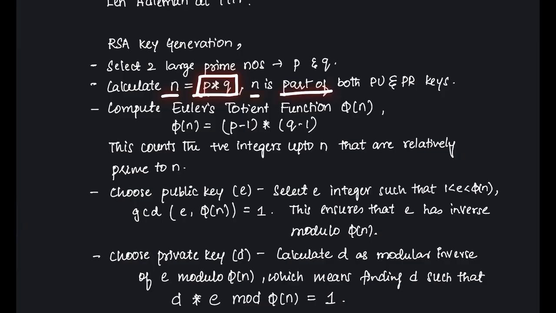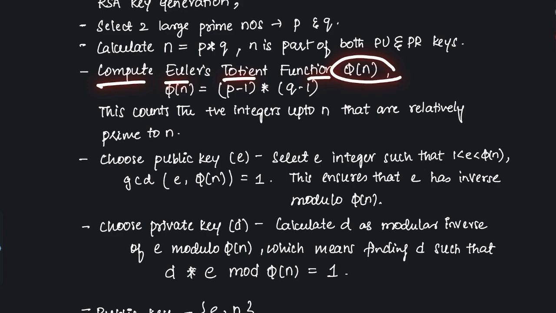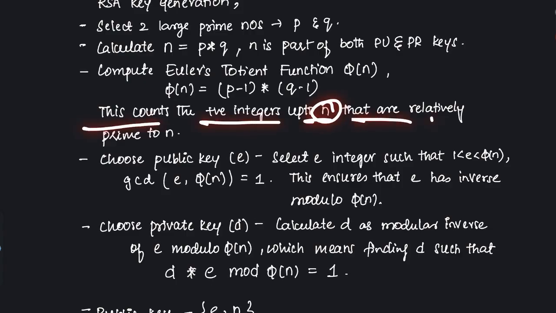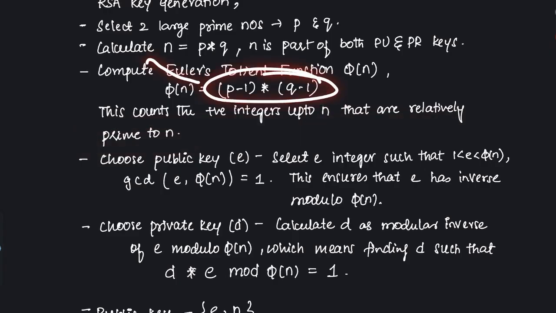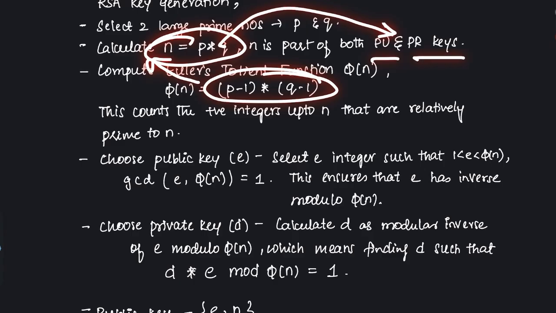Here N is part of both the public key and private key. Next is Euler's quotient function, which is denoted by phi of n. Phi of n is equal to (P minus 1) into (Q minus 1). So the product of P minus 1 and Q minus 1 gives us Euler's quotient function. This counts the integers up to n that are relatively prime to n. We are calculating all this with respect to n, because n is an integral part of both the public key and private key.